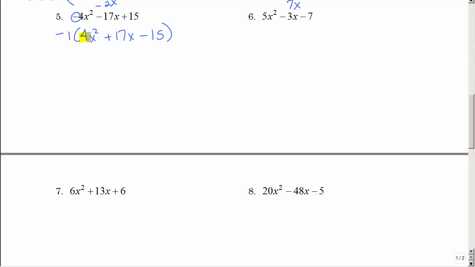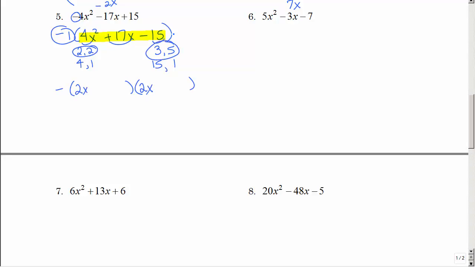Now I'm just going to look at that part, and again 4 is either 2 and 2 or 4 and 1. 15 is either 3 and 5 or 15 and 1, and I need a 17. Maybe this time I might try the bigger number. I don't know. So you want to not leave out that negative as part of your answer. So you want to try the 2 and the 2?